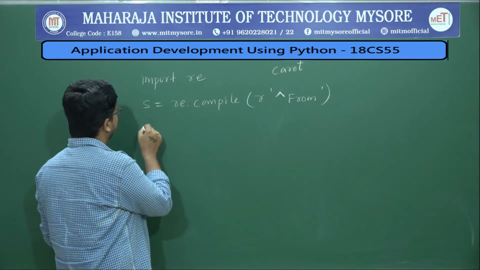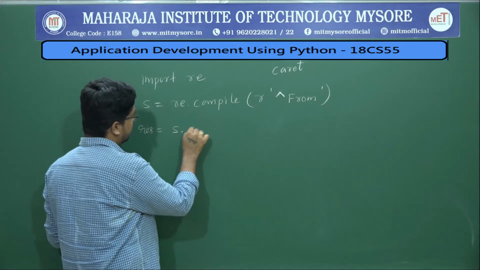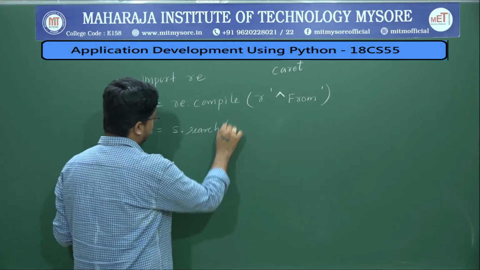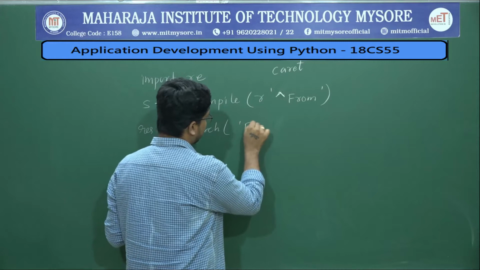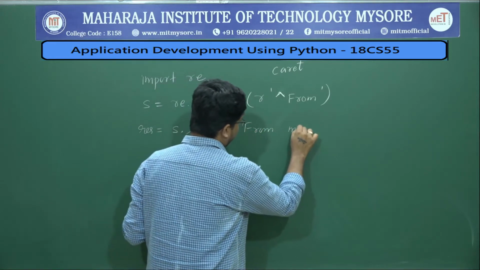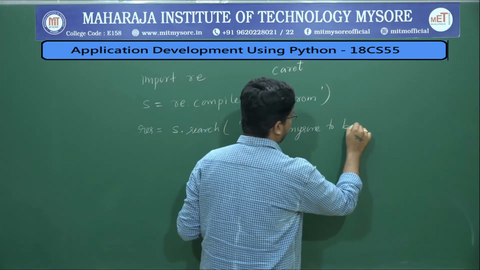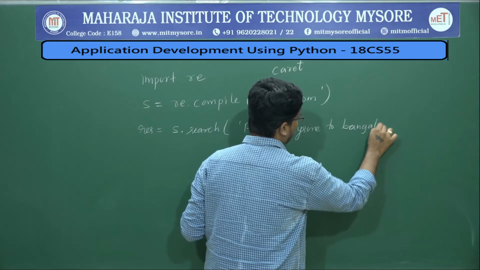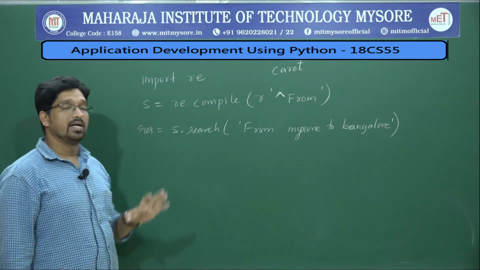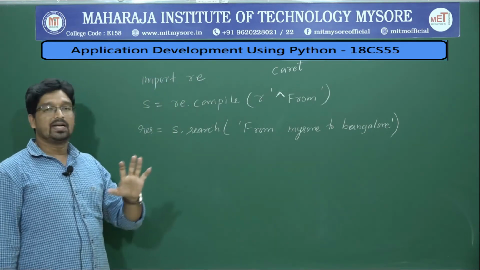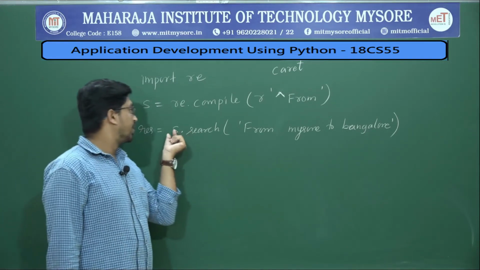So let us write result, res is equal to s.search. For s.search you need to provide input. Let us give some input: from Mysore to Bangalore. This is my sentence. I wanted to check whether this sentence is starting with a word called from. So for that, what am I doing?